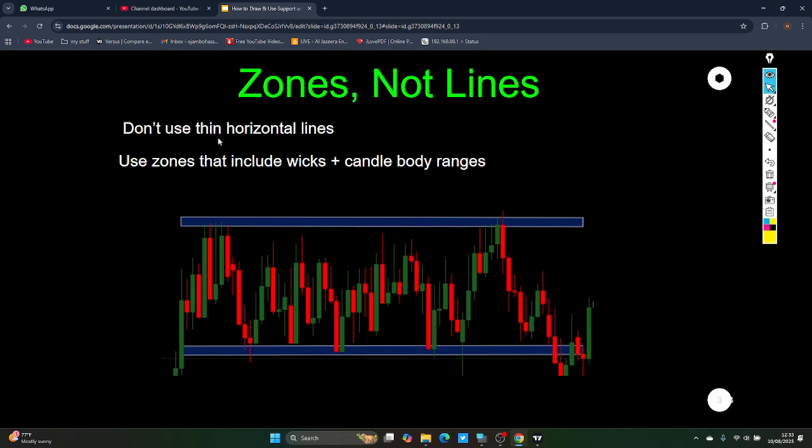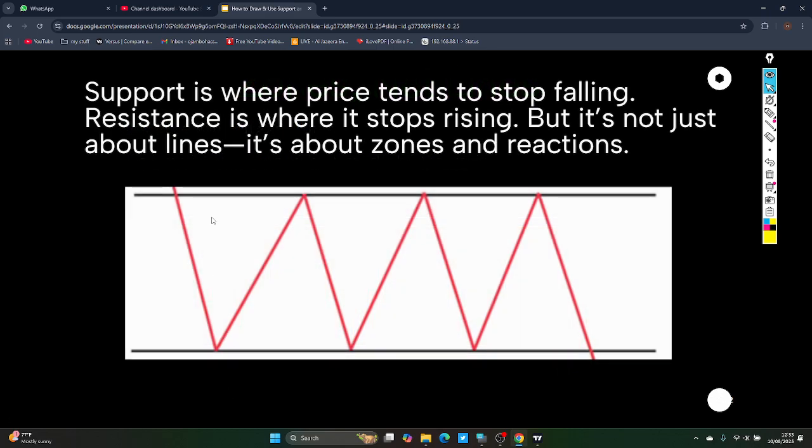Don't use thin lines to draw your support and resistance. Use zones that include wicks, candle body ranges or body closures. For example, in the previous example, these were lines. There's a black line up here representing resistance and there is a black line down here representing your support. However, price does not react on a line, it reacts on zones.